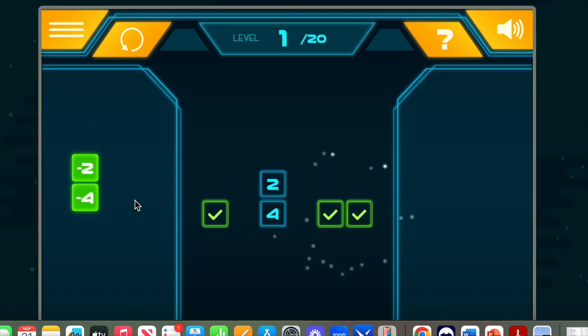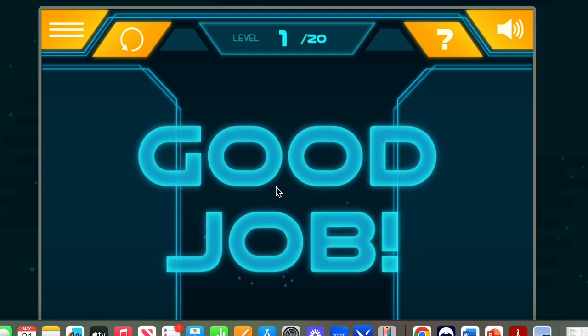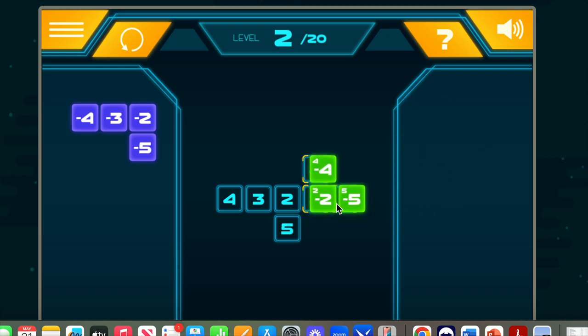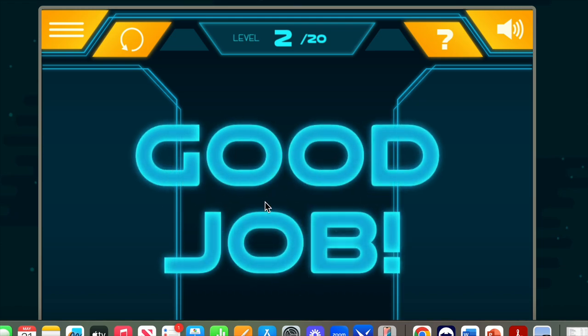So like that, and then positive 2, negative 2, positive 4, negative 4. And then there are various levels, so you can see that negative 4, negative 2, negative 5, this has to be like a pair or a block that goes together, and these cancel each other, positive, negative, positive, negative. So you can clearly see that the opposite values cancel each other.